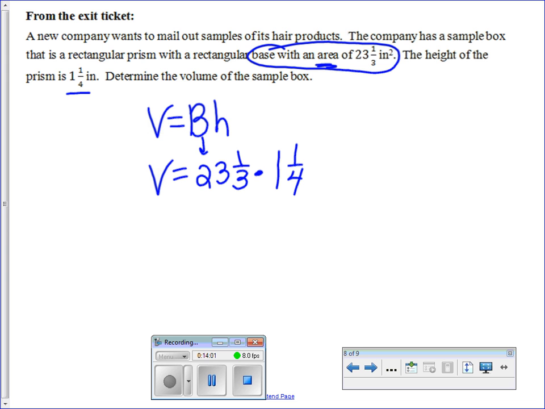I still notice a lot of people trying to find common denominators. You only need common denominators for addition and subtraction. You do not need common denominators for multiplication. But we do have to change them to improper fractions. So 3 times 23 is 69 plus 1 is 70/3. And that is 5/4.